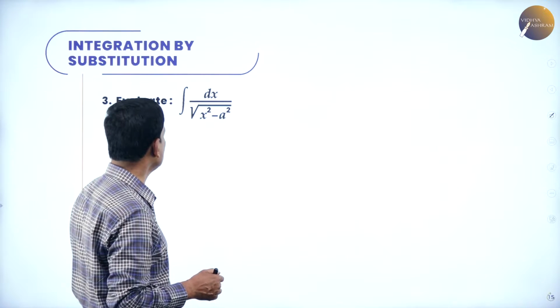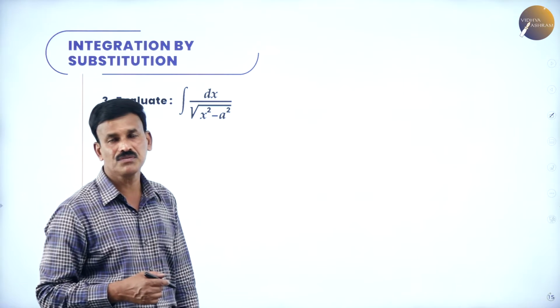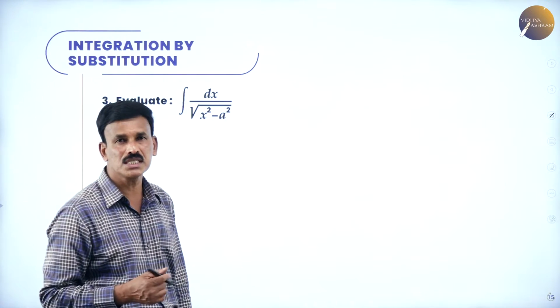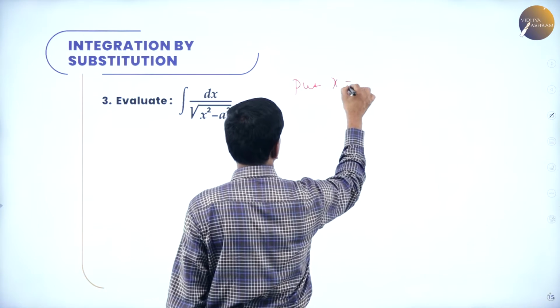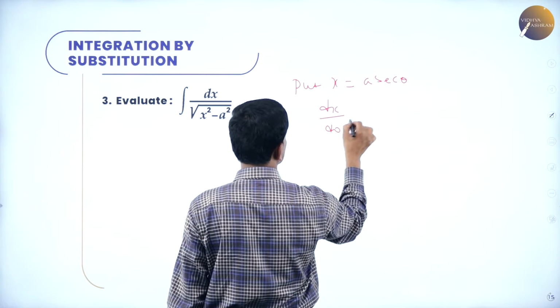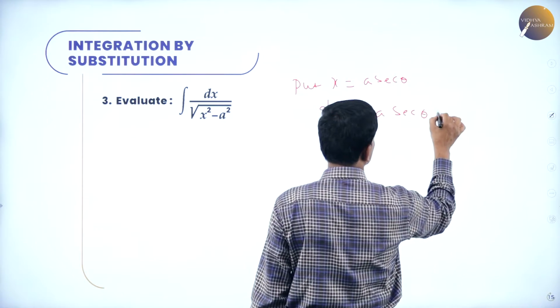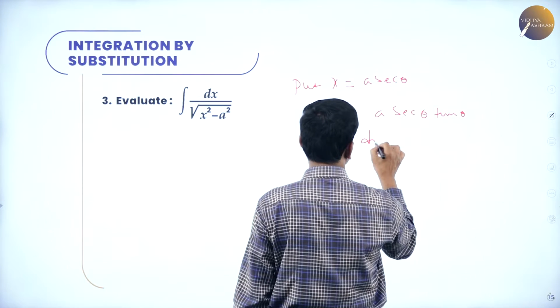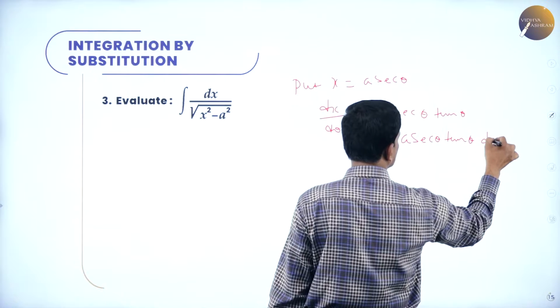Integral of 1 over root of x square minus a square dx. Now, since this is of the form root of x square minus 1, for this we are going to take the substitution as secant theta. Put x is equal to a secant theta. Then differentiate it. dx by d theta is equal to, differentiation of secant theta is secant theta into tan theta. So dx is equal to a secant theta tan theta into d theta.